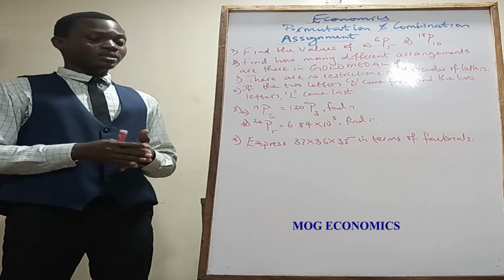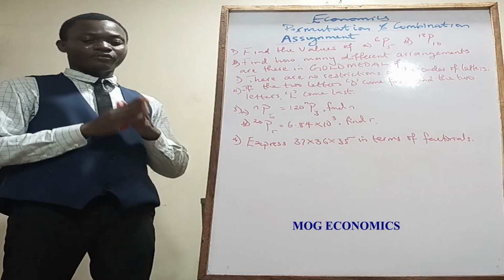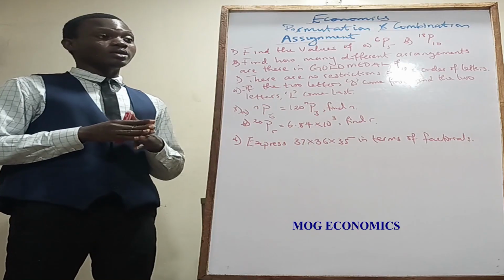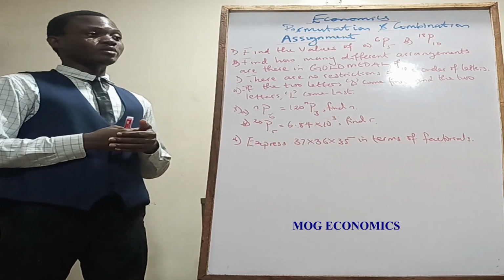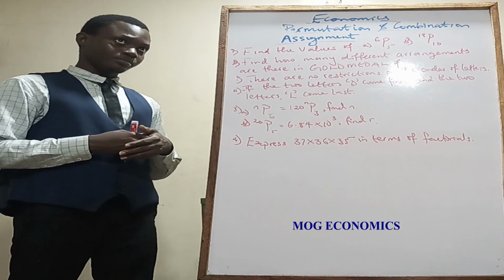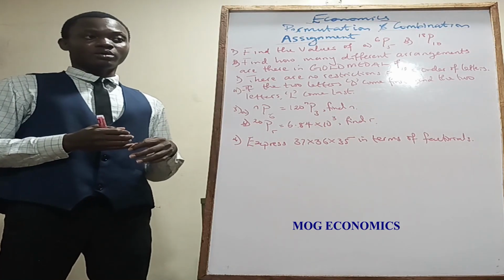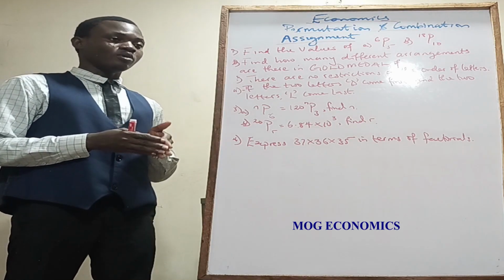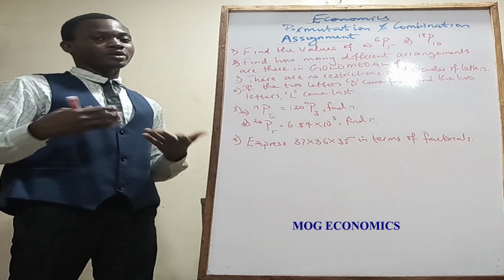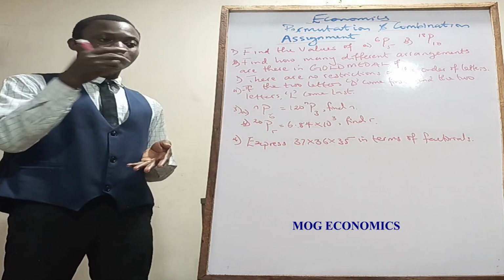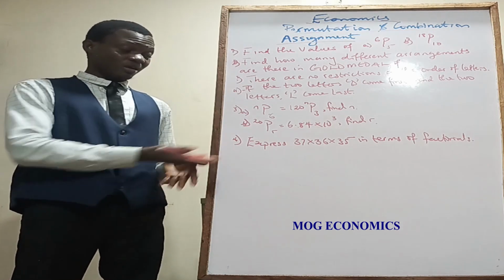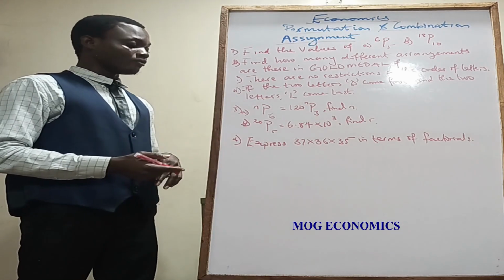Then 4 is actually the easiest. Express 37 times 36 times 35 in terms of factorials. It's not hard. Let me just help you out. If you have to express 5 times 4 in terms of factorials, it's going to be 5 times 4 times 3 factorial, divided by 3 factorial. So when 3 factorial cancels 3 factorial, you still have your 5 times 4 back. So I've given you the idea of how to solve number 4.